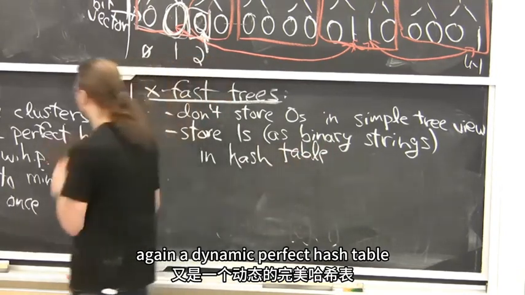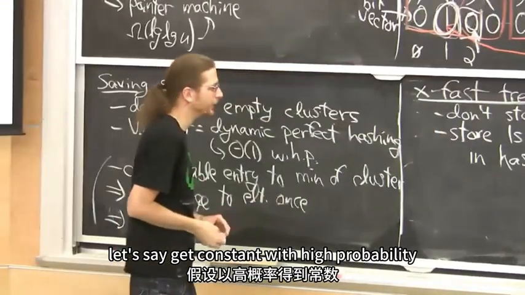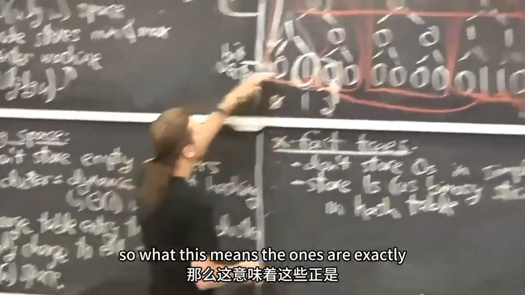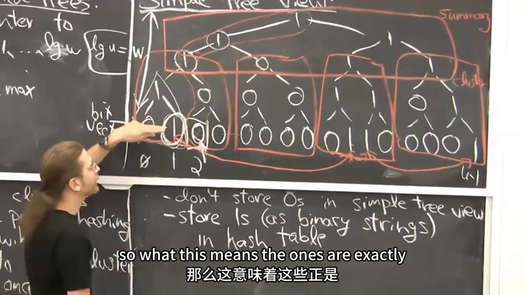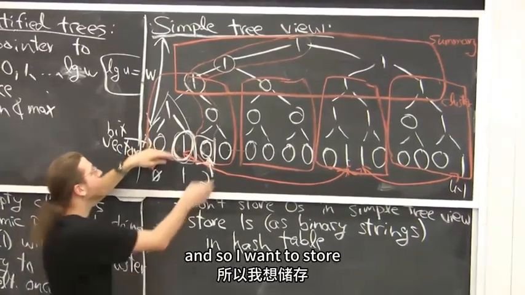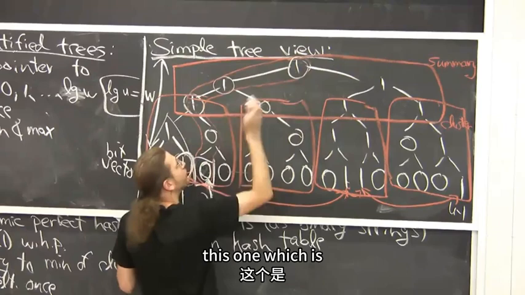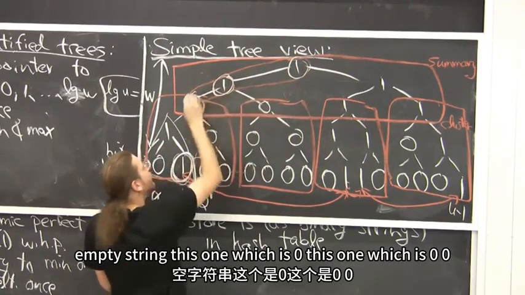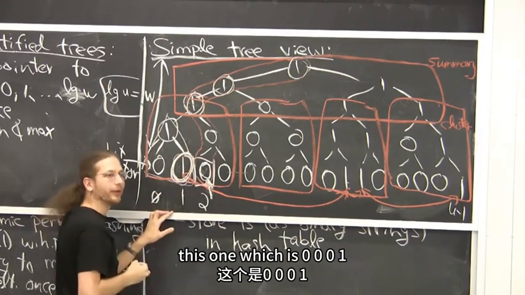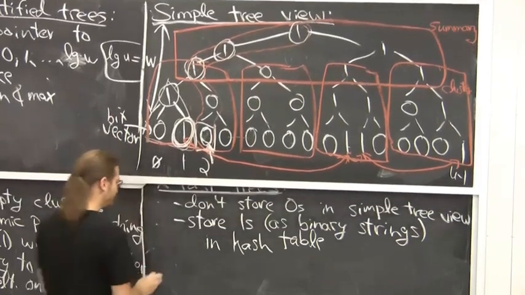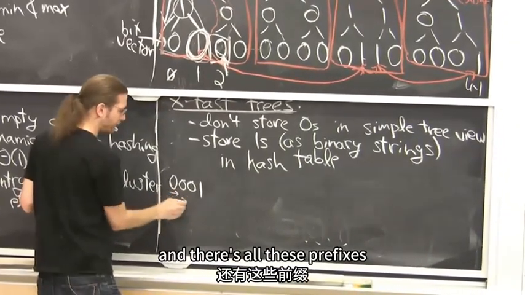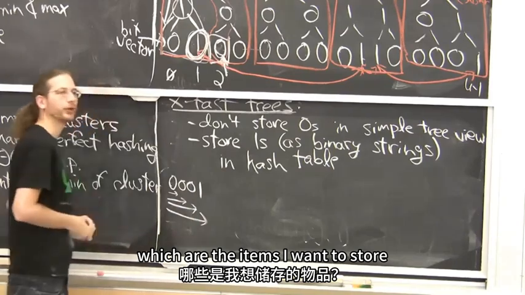Again, a dynamic perfect hash table. Let's say get constant with high probability. If you're a little concerned, what this means is the ones are exactly the prefixes of the paths to each of the items. This was item 1, and so I want to store this one, which is the empty string, this one which is 0, this one which is 00, this one which is 000, this one which is 0001. So I take 0001, which is the item I want to store, and there are all these prefixes, which are the items I want to store.